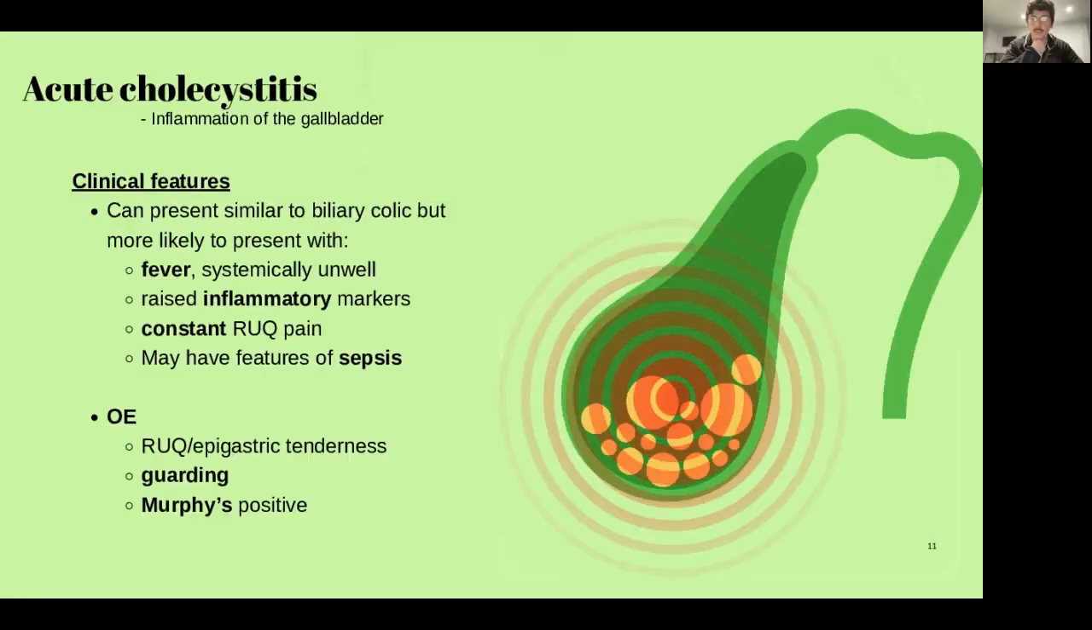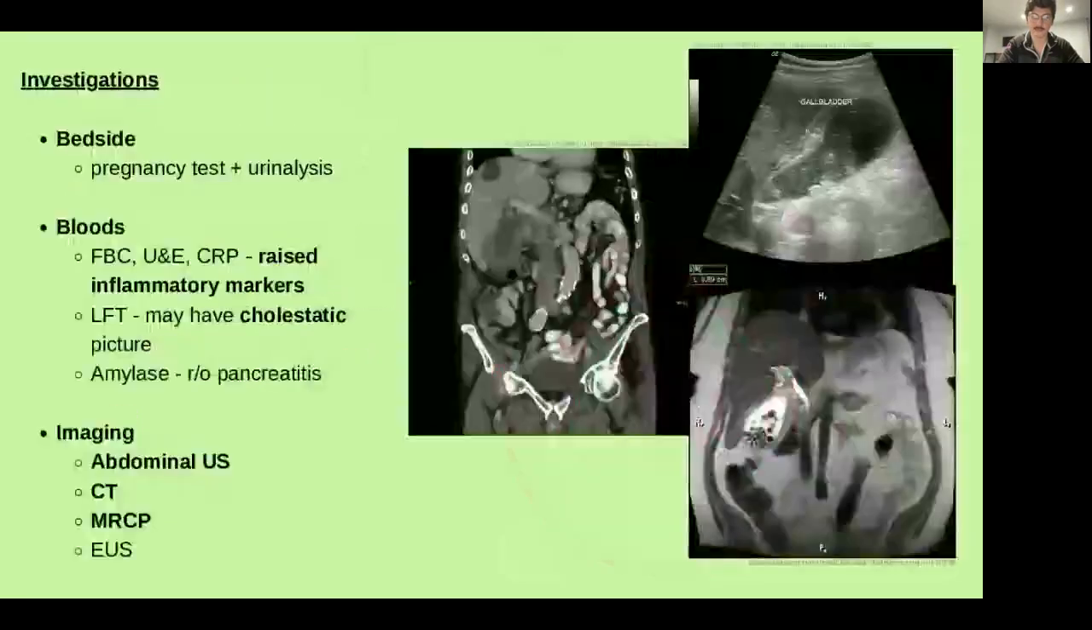Okay, so the Murphy's sign is pain on inspiration. While you have them flat on the bed and you're doing your abdominal examination, you ask them to inspire, so to breathe in, and then when you're pressing down just over their gallbladder, it's a Murphy's positive sign if it halts their inspiration because of the pain. So if they're breathing in and you press down and they stop their inspiration, that's Murphy's positive, and that leads you towards a diagnosis of cholecystitis.